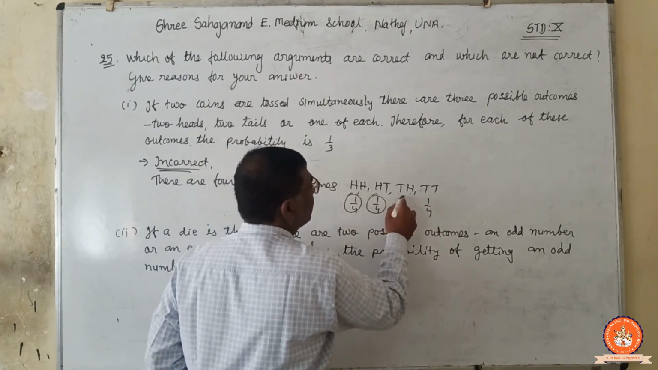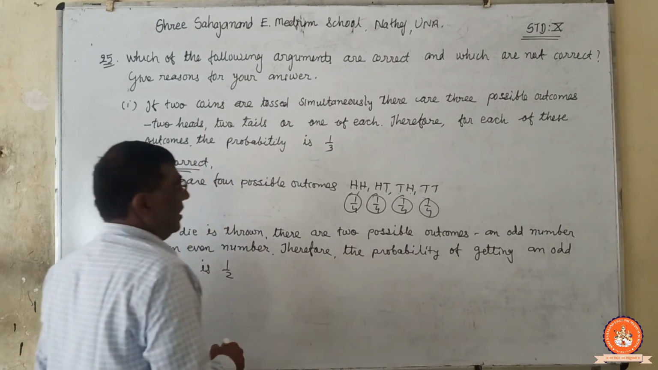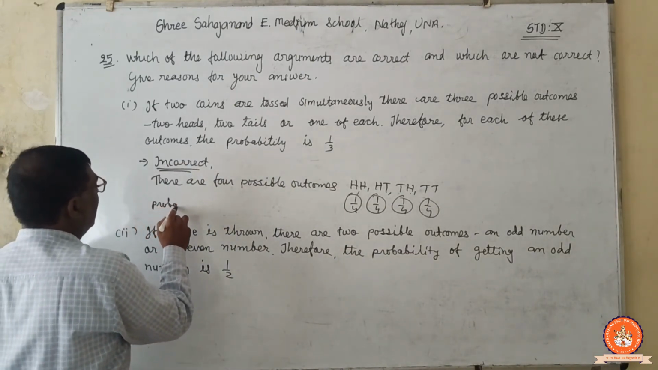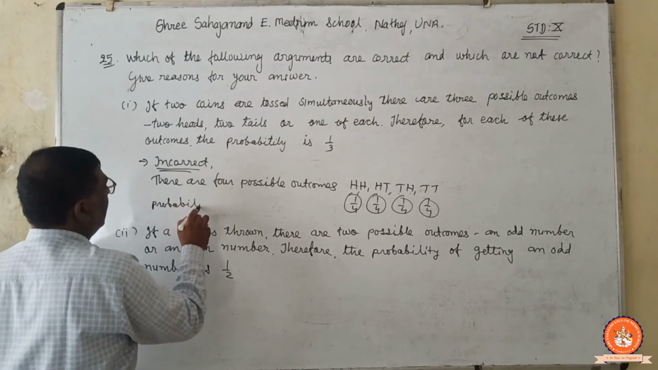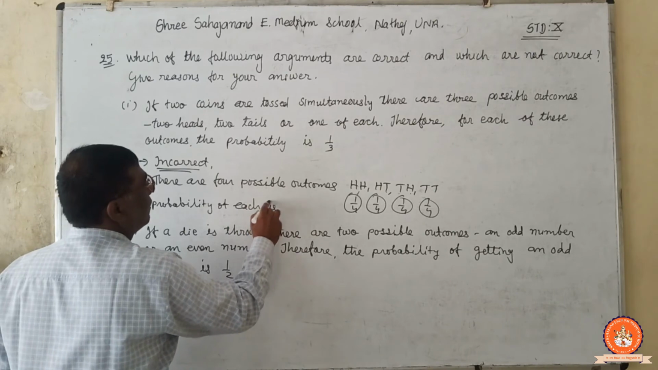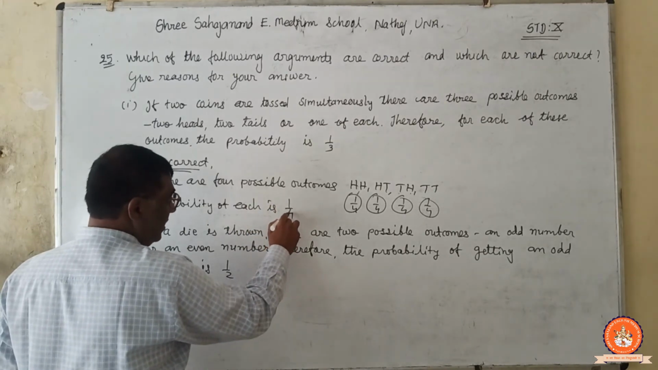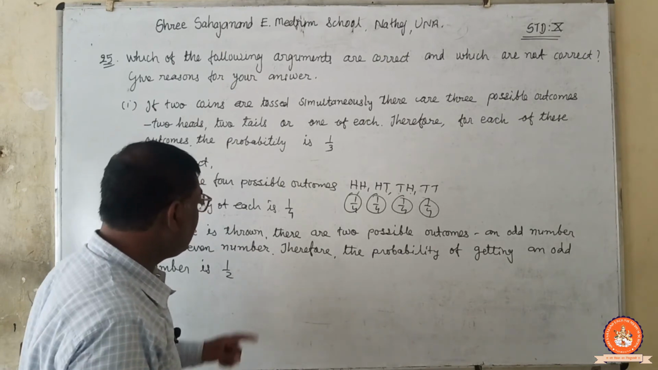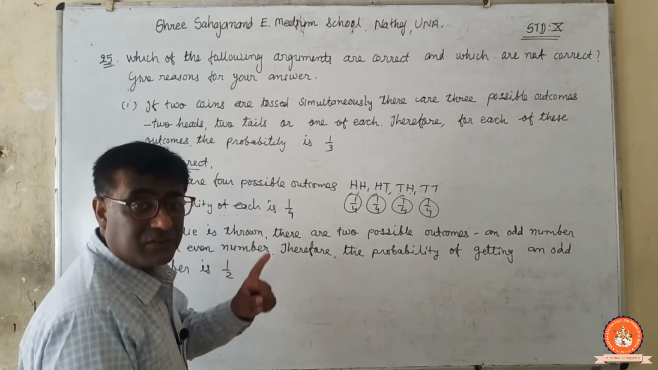So there are not 3, there are 4 possible outcomes, and probability of each of them is 1/4, not 1/3. So there are no 3 possible outcomes, there are 4 possible outcomes, and probability of each is 1/4.